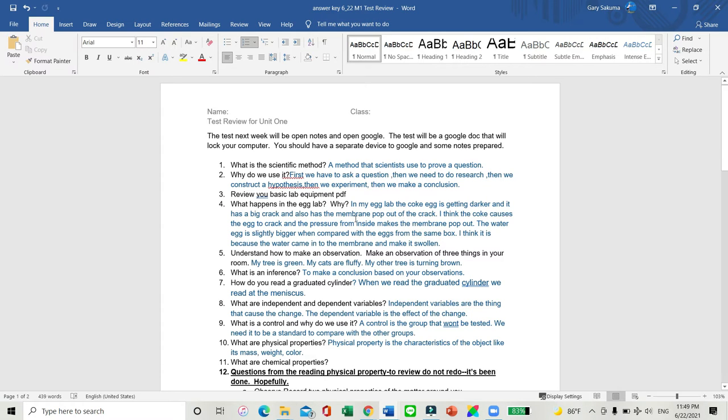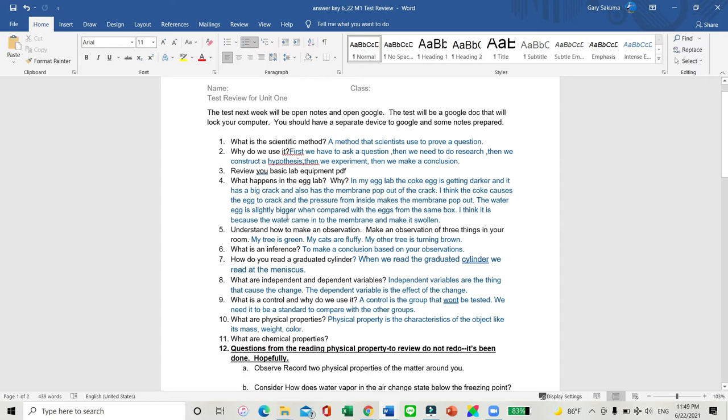When you make an observation, you should use only your five senses. What you see, color, what you smell, if you feel anything, if you hear anything, if you touch it, okay? And you should use quantitative observations, like if you measure it, and you can draw it. In inference, you make a conclusion based on your observations.